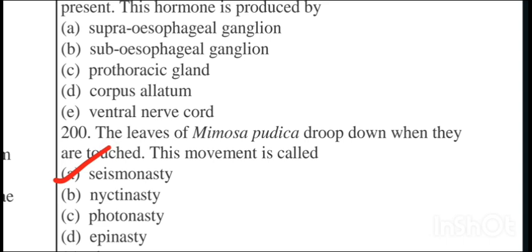So these are the biology MCQs of OUAT Entrance Test 2008.